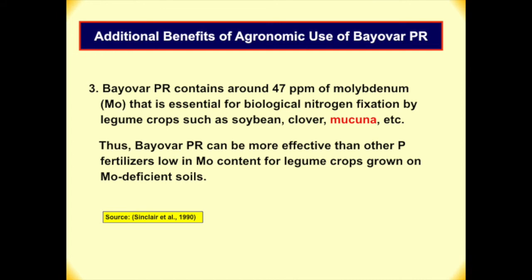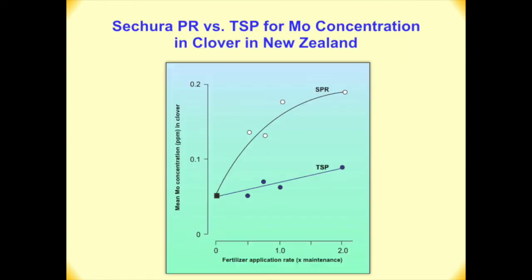And finally, Bayovar rock has about 47 ppm of molybdenum, Mo, that is essential for biological nitrogen fixation, such as soybean, clover, and Mucuna. So Bayovar performs better than GAFSA in soil with low molybdenum. It has the benefits of molybdenum. And to give you one example, this was done in New Zealand. The Sechura rock performs better than TSP because of the molybdenum response.